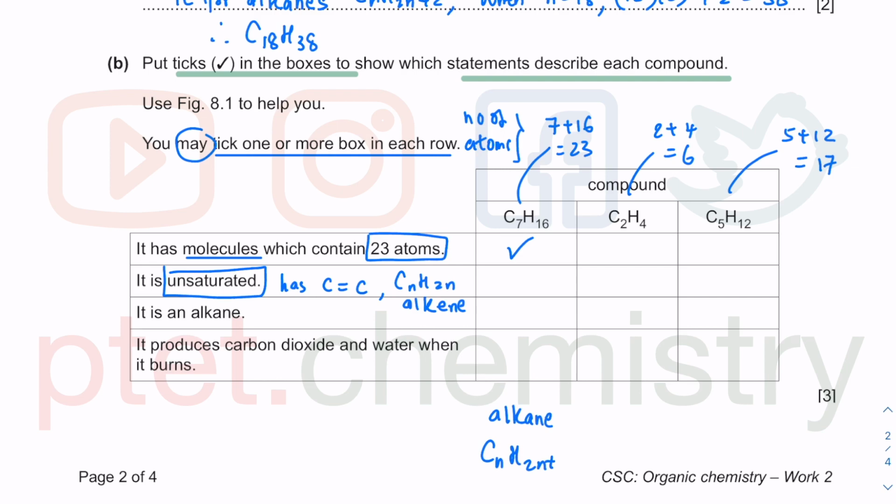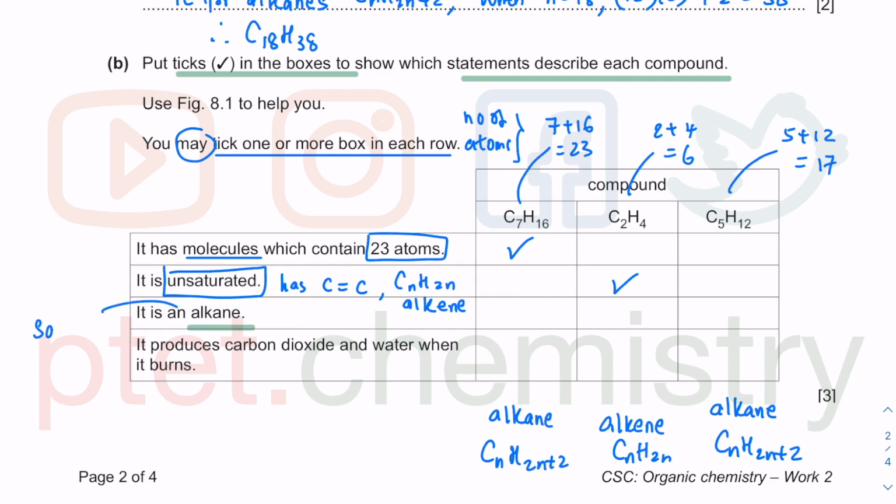CnH2n+2. You can see 7 times 2 is 14. This is not 14. C2H4 is definitely an alkene, CnH2n. So this is what we're looking for, because C5H12 is another alkane, where 5 times 2 is 10, plus 2 is 12. So we're looking for alkane in the next one.